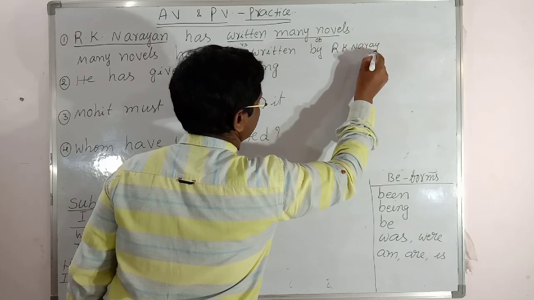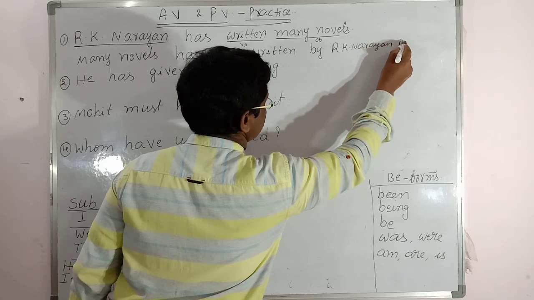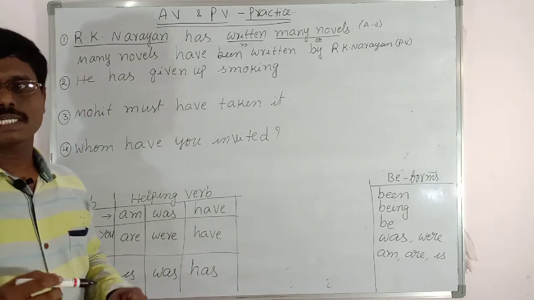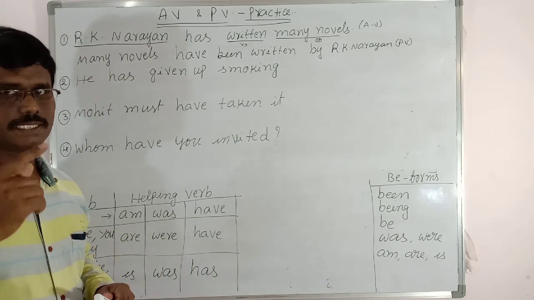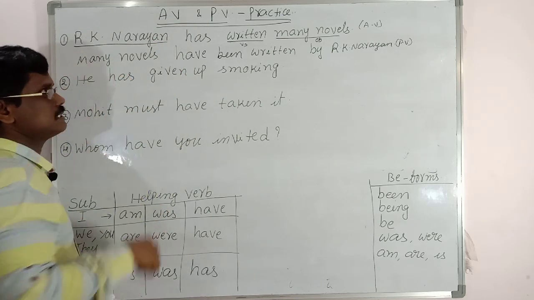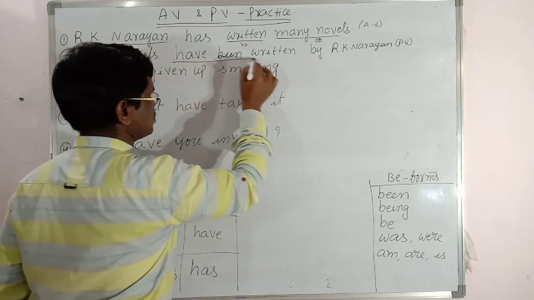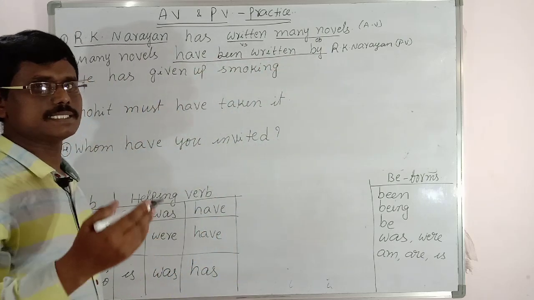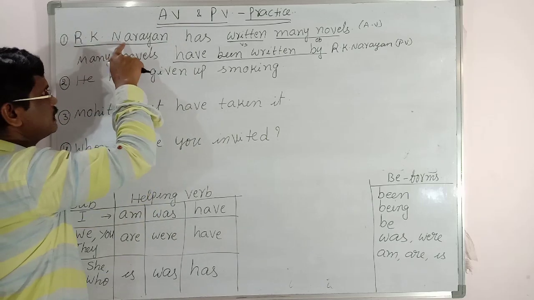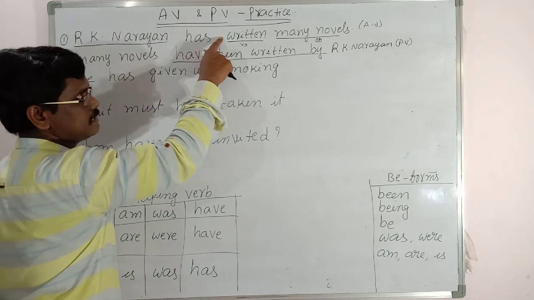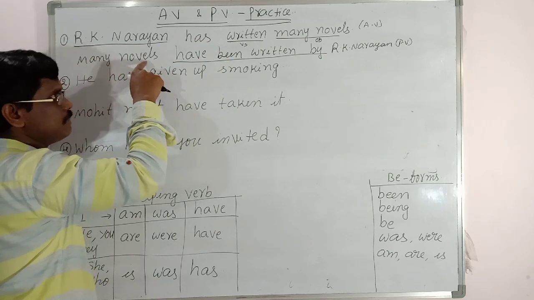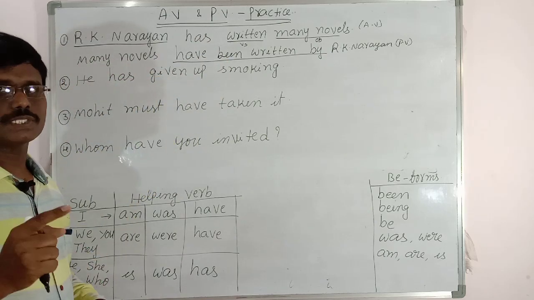R.K. Narayan, very easy. This is passive voice, this is active voice. In the examination, you are asked to change the given sentence into passive voice. Otherwise, they will give this sentence: many novels dash. That means you have to rewrite the sentence using many novels as the subject. Here R.K. Narayan, the subject, acts. That's why this is active voice. Here the subject is acted on. So this is passive voice. Now I think you understood easily.